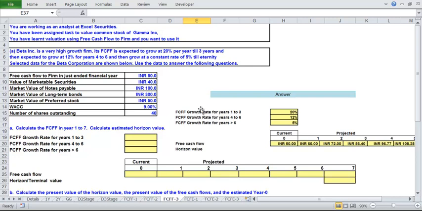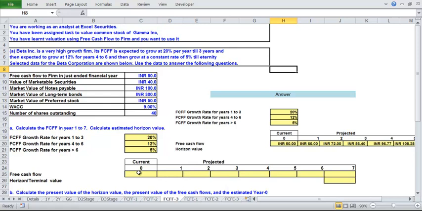Computing the value of a firm using the three-stage model, where this is applied if the company is growing at a very high rate. So if there is a very high growth firm, it is expected to grow at 20% for 3 years, then 12% for 3 years, and then 5% till infinity. So the first 3 years it is growing at 20%, then years 4 to 6 it is growing at 12%, and then it is growing at 5% till infinity.